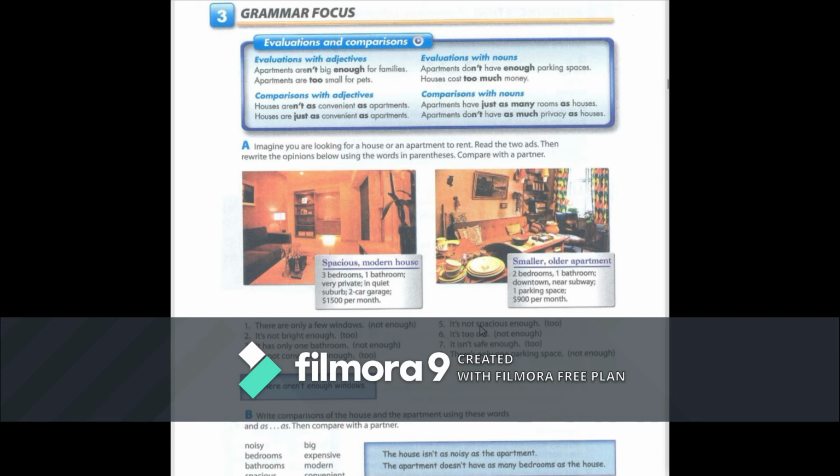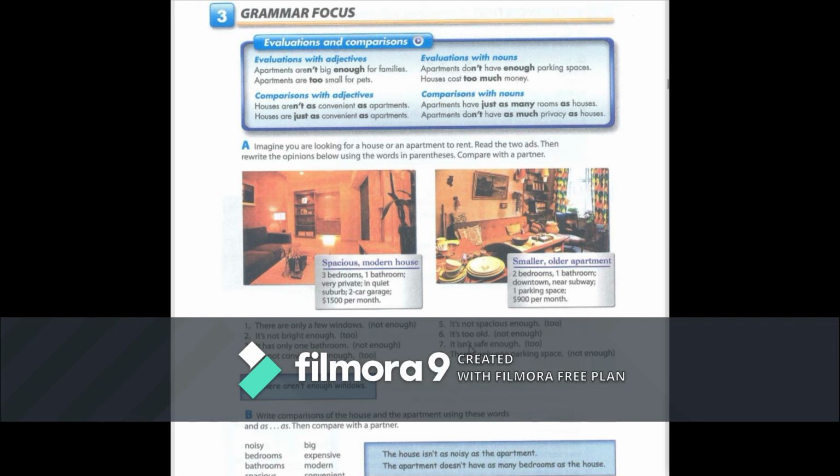Number 5. It's not spacious enough. Instead, which gives the same meaning? Not spacious means not huge, not big. It's gonna give the meaning of small or cramped. So I'm gonna say it's too small, or I could say it's too cramped. Okay.